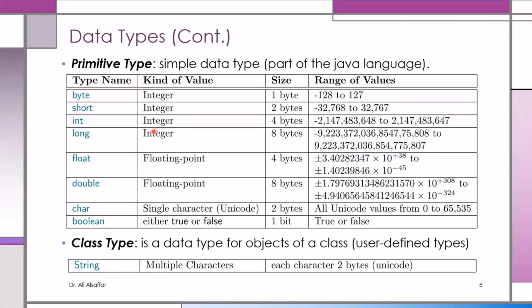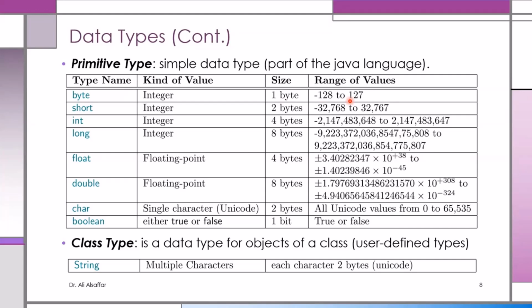Let's go for integer. We have 4 types. We have byte, we have short, we have integer, and we have long. The difference between any of these is size. The difference between each of them is the space it takes in the memory. So how much size it takes in the memory. If you define a variable as a byte, it takes only 1 byte in the memory. But this will make you save only this range of values.